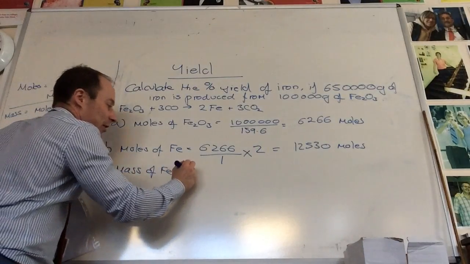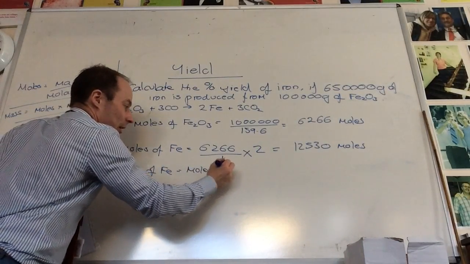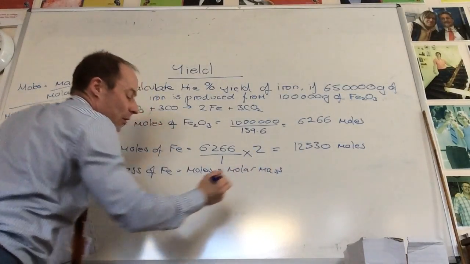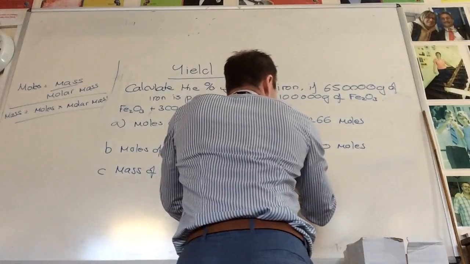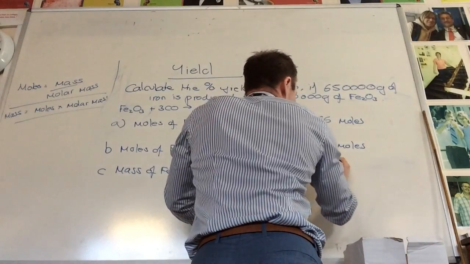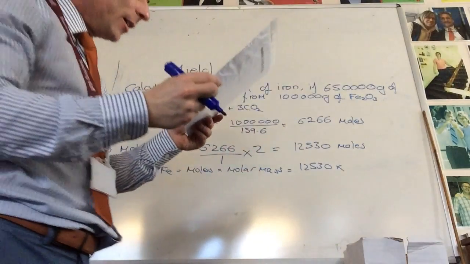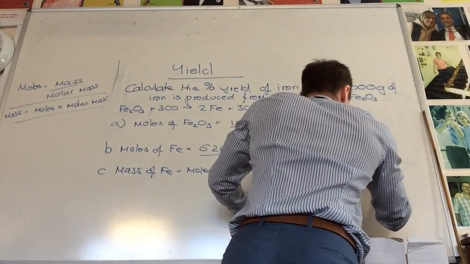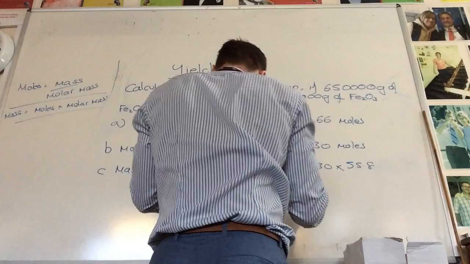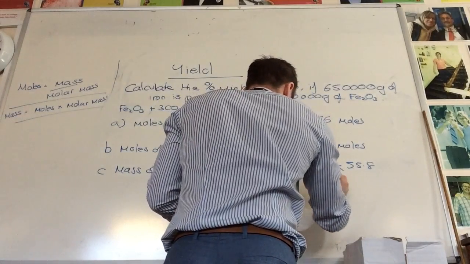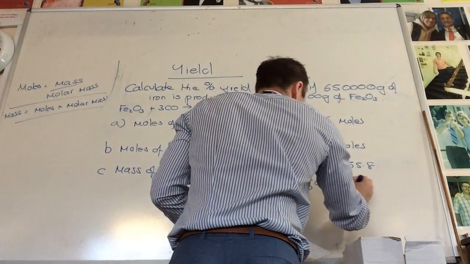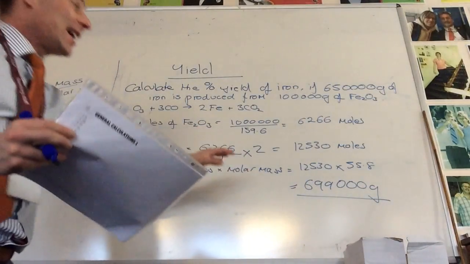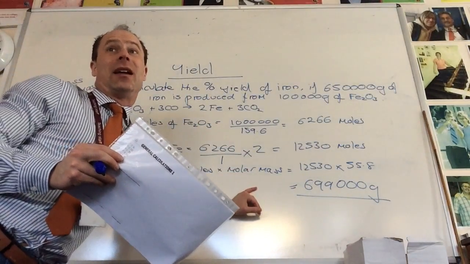And then for this bit, I need to convert that into a mass of iron, which is moles times molar mass, which is 12530 times the molar mass of iron, which is 55.8, and that gives me 699,000 grams, to 3 significant figures. So that's what I expect to make.